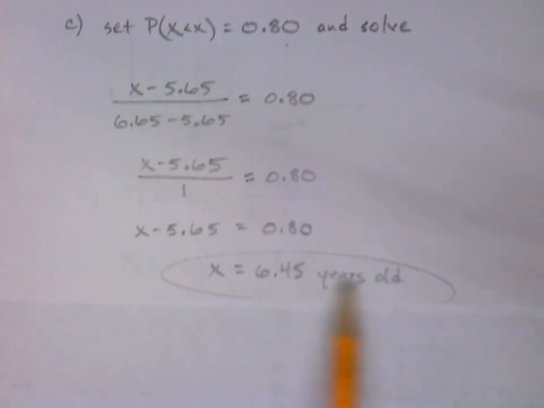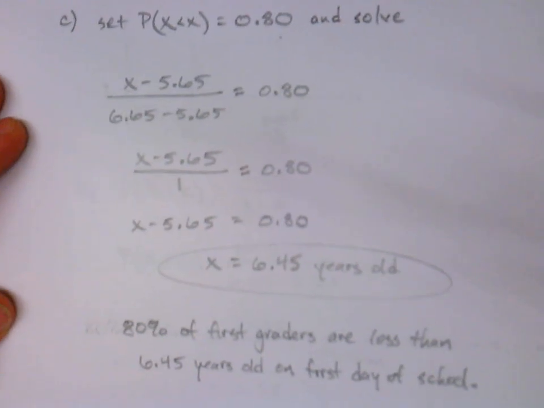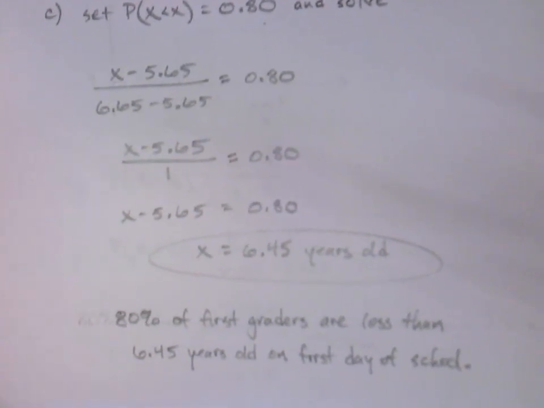So that age, I've got it down here: 80% of first graders are less than this age on the first day of school. It marks the 80th percentile. So 80% of those first graders are that age or less at the moment when school begins on the first day.